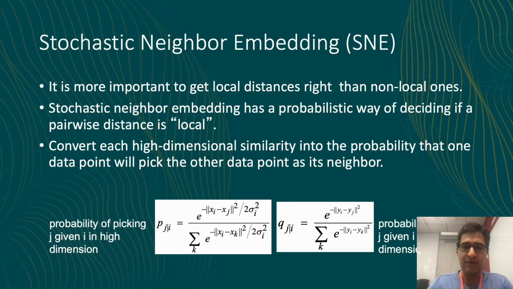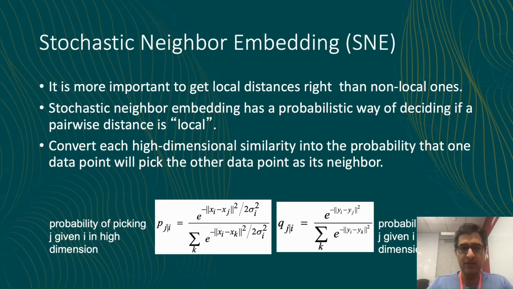Thereby the term local distance. But the other way around should be okay. Like if a point is not so close in the high dimensional space, it is okay for it to be projected as a small distance in the low dimensional space.